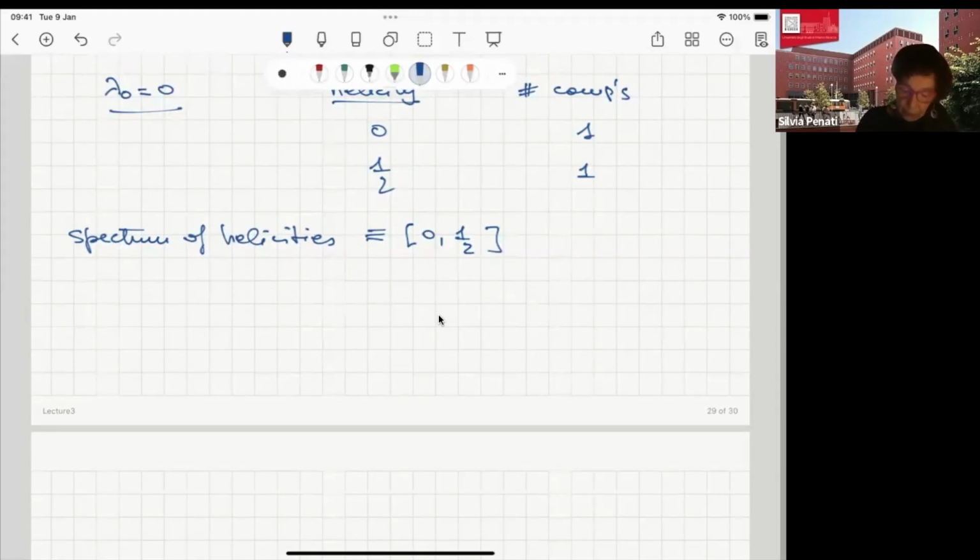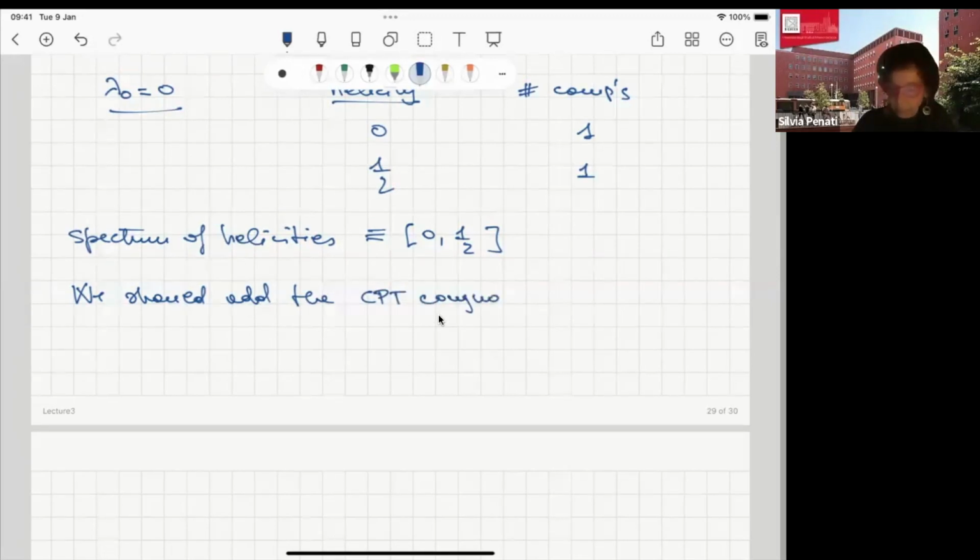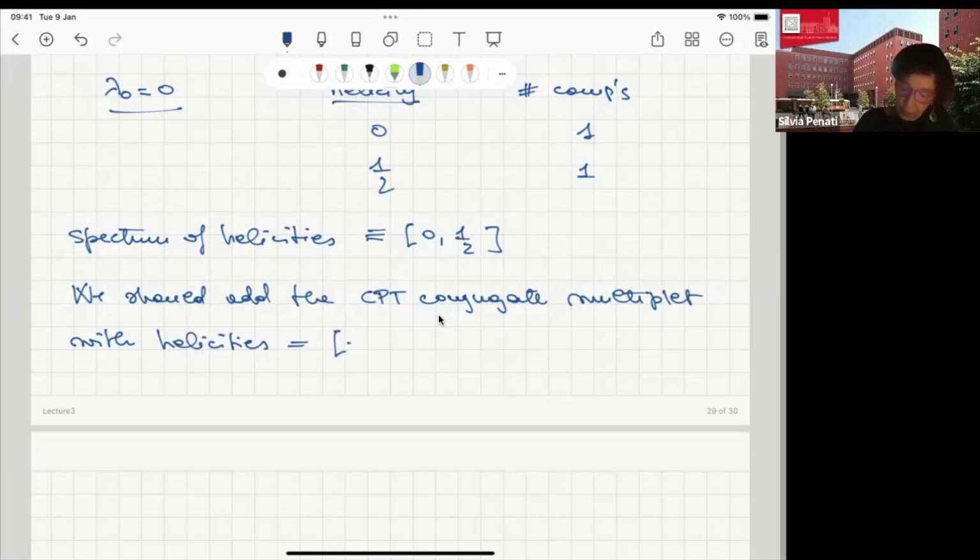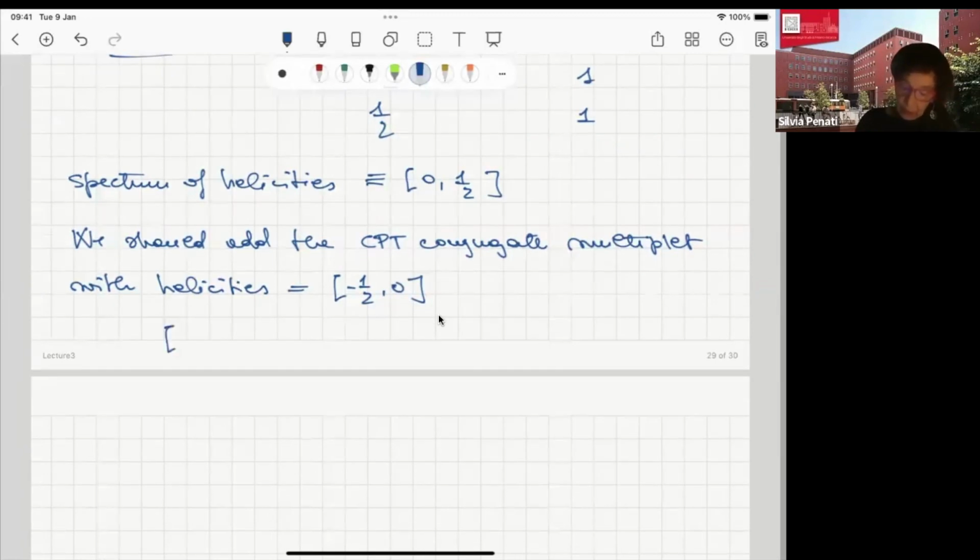So we should add the CPT conjugate multiplet with helicities equal to -1/2, 0. Therefore, what is convenient to do is to consider the multiplet 0, 1/2 plus -1/2, 0.